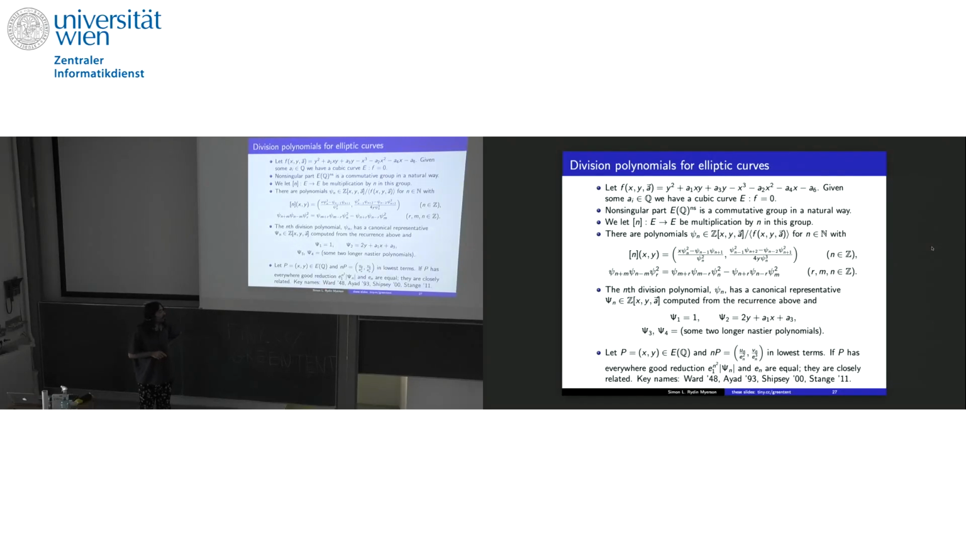Right. So the question is, what does it mean that P has everywhere good reduction? Okay, so what I mean is that we have an integral Weierstrass equation, so we have uniquely defined reduction mod p maps. If p is a prime of bad reduction, then the reduction mod p might have some singular points. The reduction of this equation might define a singular cubic curve. And P has bad reduction at a prime if it reduces to a singular point on the reduction mod p of the elliptic curve. And P has everywhere good reduction if it doesn't reduce to a singular point at any prime. So that's what it means.